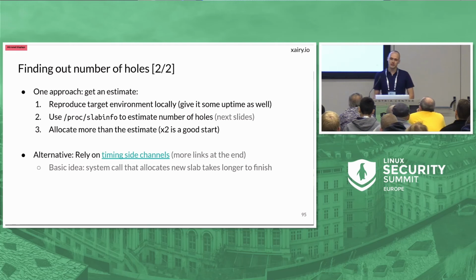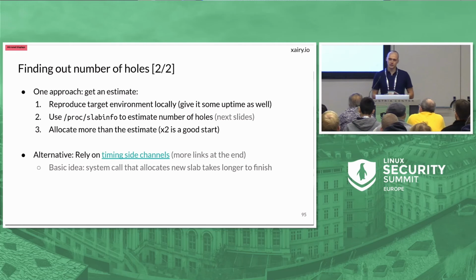But the problem is that this number is not going to be accurate. Of course, a remote system might have a different number of holes. But this is already good enough as an estimate. It makes sense to take a bit more. Maybe we want to take twice more, 3 times more, 10 times more. But at least this gives you an idea of the order of magnitude of the number of holes that you might have in each specific cache.